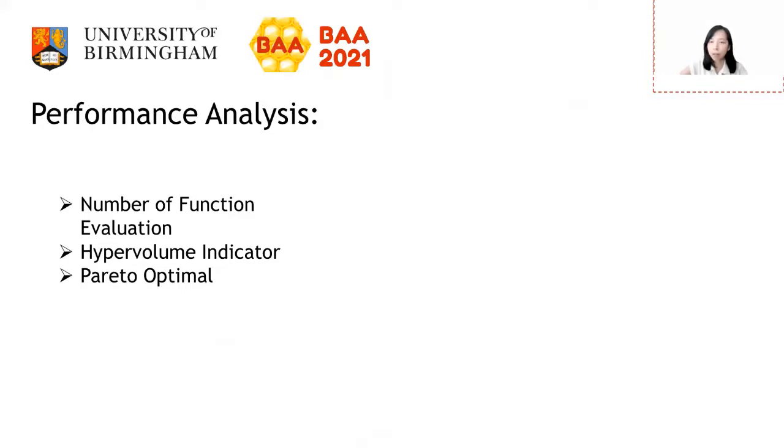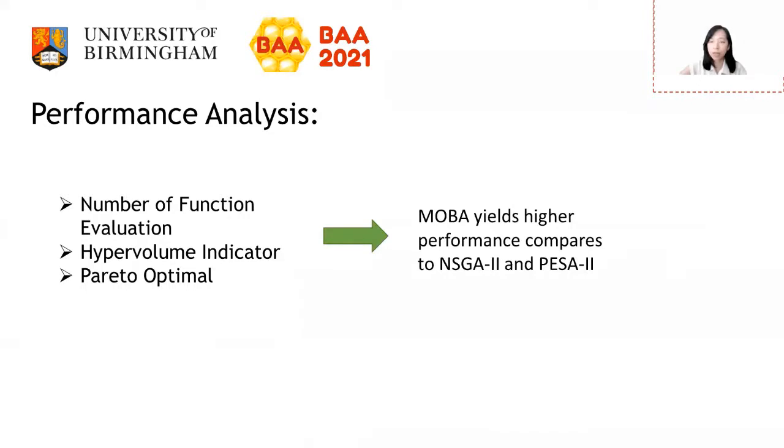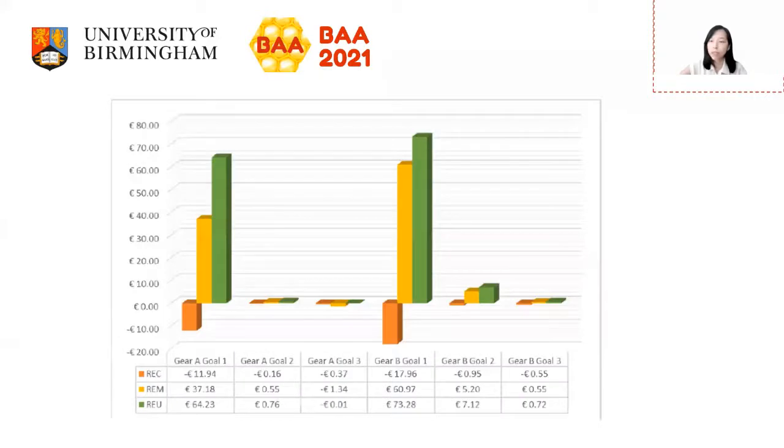The last step is to do performance analysis to compare the solutions for the 3 algorithms using the number of function evaluations, hypervolume indicator, and Pareto optimal. The result shows that the multi-objective BIS algorithm yields higher performance compared to NSGA2 and PESA2. This figure shows the average multi-objective BIS algorithm result for iteration 500 and population size 80 for gear pump A and gear pump B.